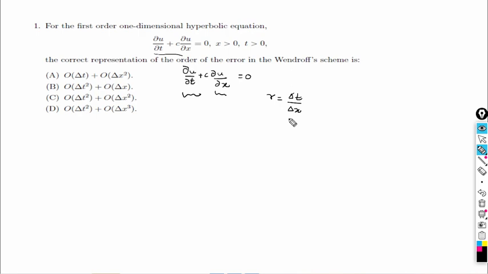So you will get u i comma j plus 1 equals u i comma j minus cr by 2 into u i plus 1 comma j minus u i minus 1 comma j.